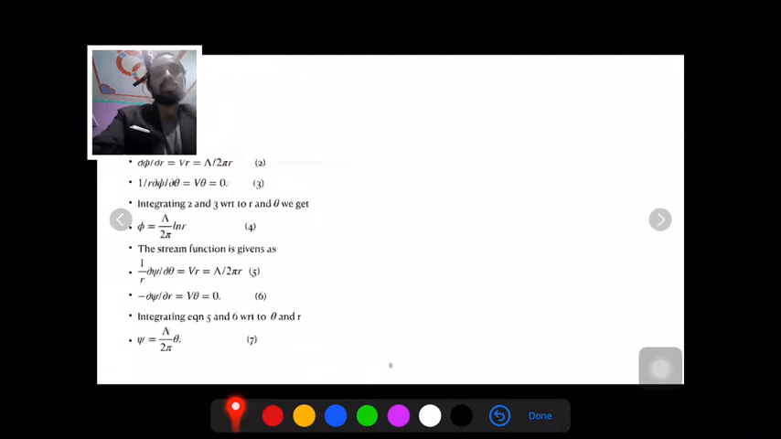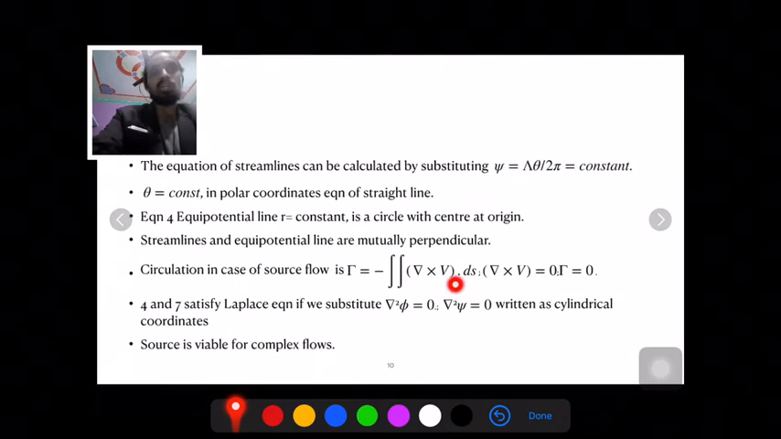Now circulation, again our same formula, the surface integral of del cross V dS. I know del cross V is equal to 0, so your circulation is equal to 0. These two equations we have found, equation number 4, phi is equal to lambda by 2 pi ln r, and equation number 7, psi is equal to lambda by 2 pi theta, satisfy our Laplace equation if you substitute del square phi and del square psi equal to 0. Therefore, since it satisfies it and can be written in terms of cylindrical coordinates, we are using this for complex flows.